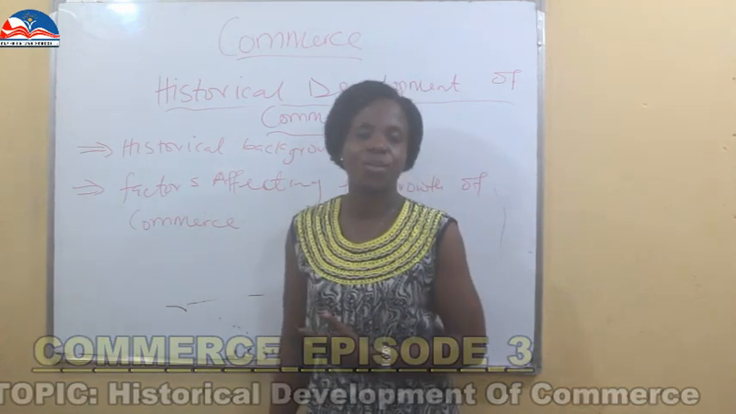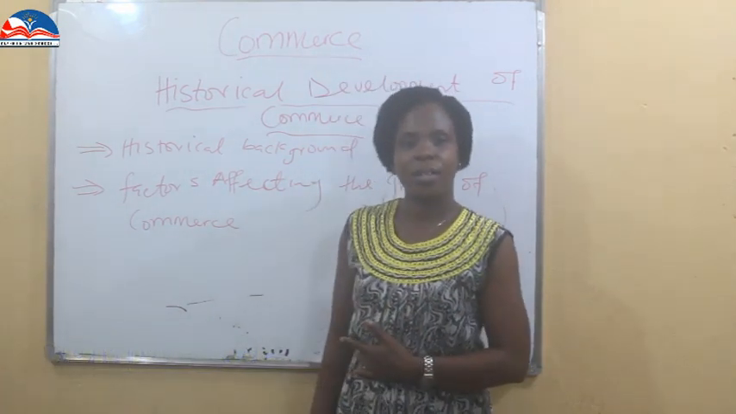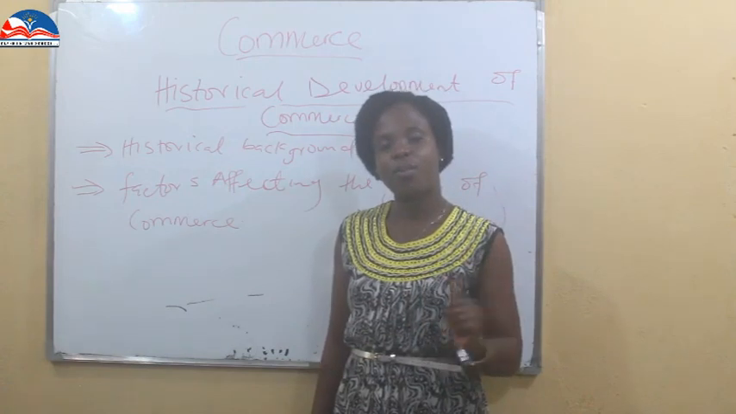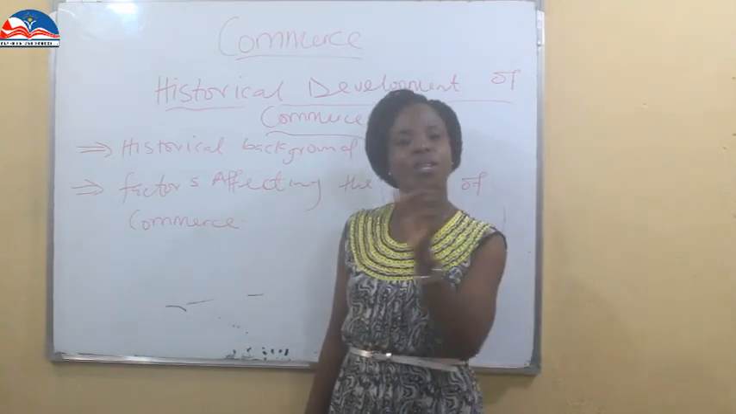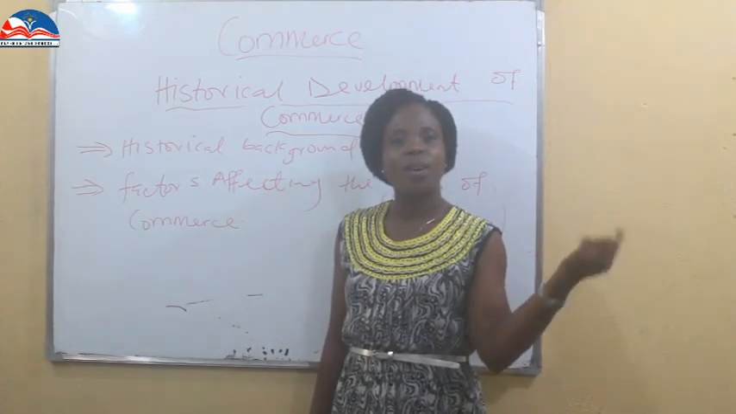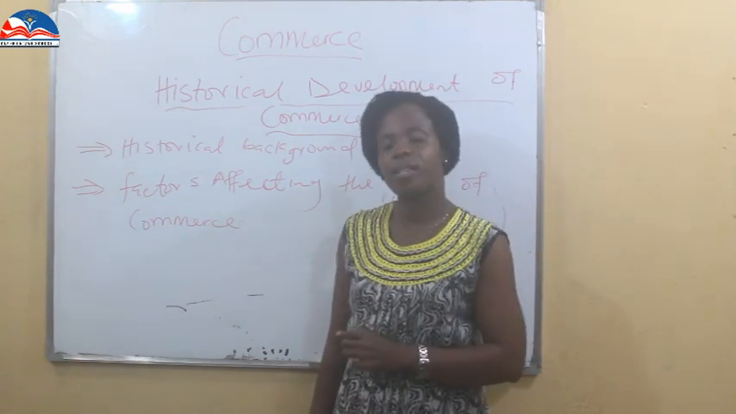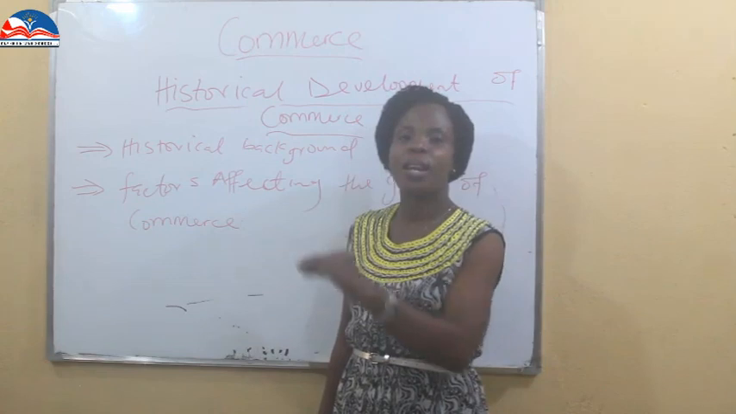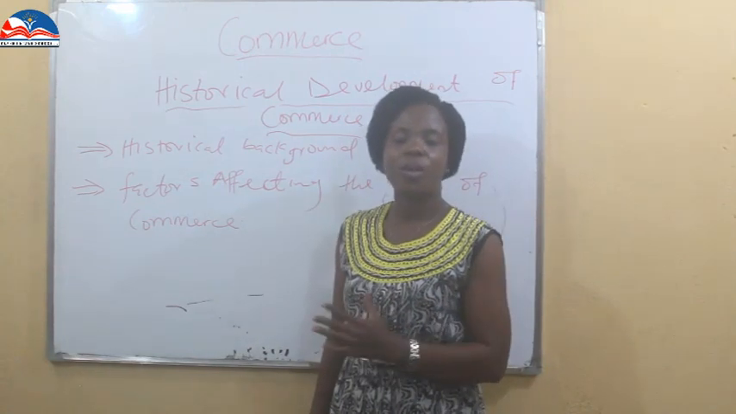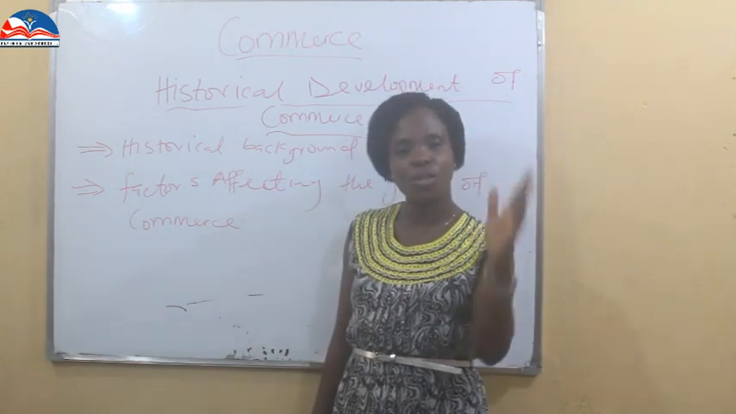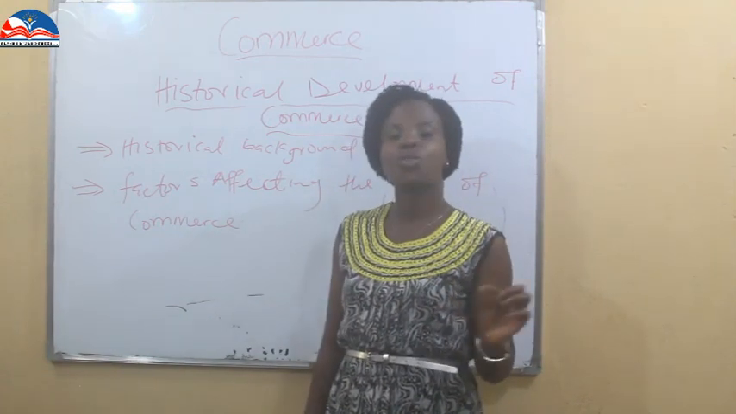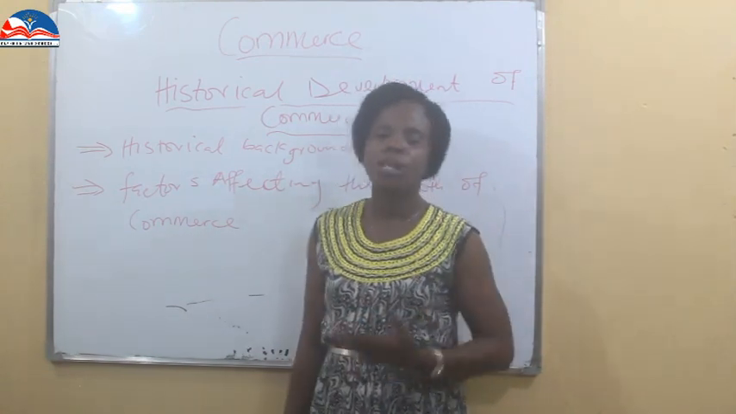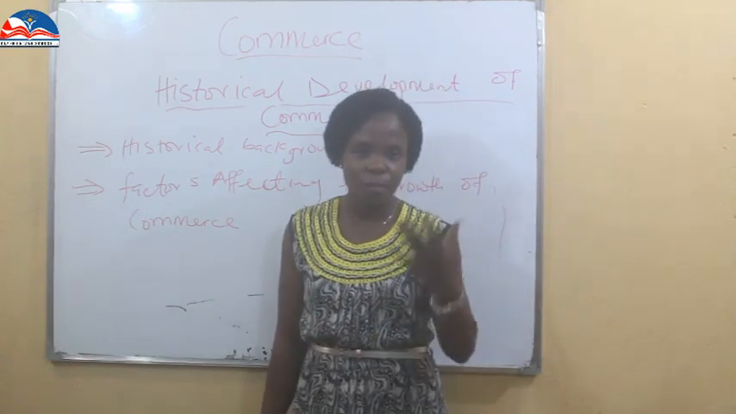In our previous class, we discussed e-commerce, and we saw e-commerce as a form of commerce. We saw the E added to commerce as electronic commerce, which is commerce done on the internet, or commerce done online. We saw the features and the differences between traditional commerce and e-commerce. Today we are taking the historical development of commerce. How did commerce come to be?